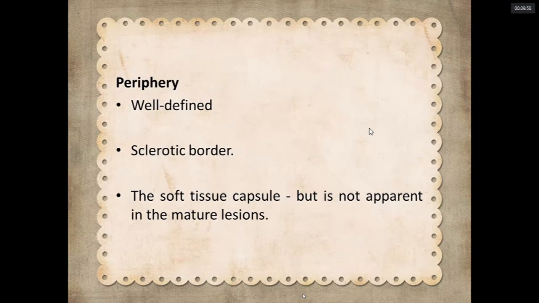Next is the periphery, which is well defined, and also a sclerotic border is present. That means a thick radio-opaque border is always present at the periphery. The soft tissue capsule may also be present, but it may not be apparent in the mature lesions. So the periphery of the lesion is well defined along with a sclerotic border, and there might be the presence of a soft tissue capsule, but it is not apparent in the mature lesions.